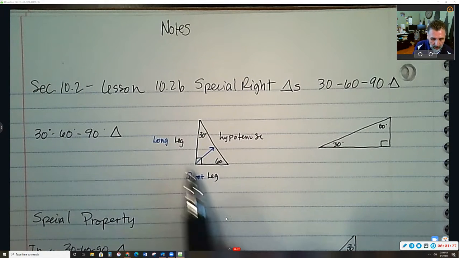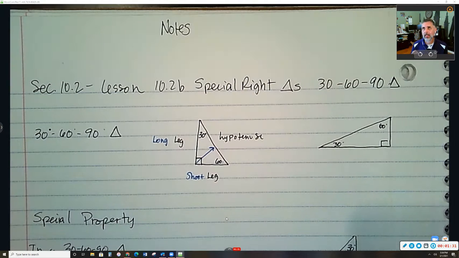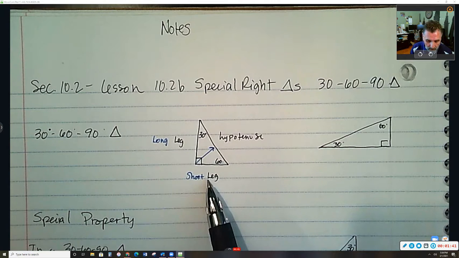So that's how we know the difference between which leg, because unlike the 45, 45, 90 triangle, where those two legs are the same measure, you can just say the leg there because it's the same on both of them. These two are not the same.